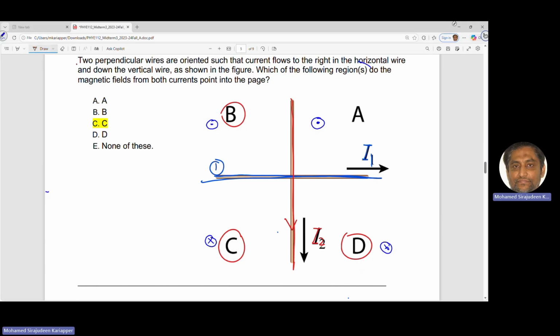So what did you say? On the right side it will be out. Left side it will be, this is the wire going down. So right side, in this plane, your right side, it will be out. On your left side, it will be in. Okay.